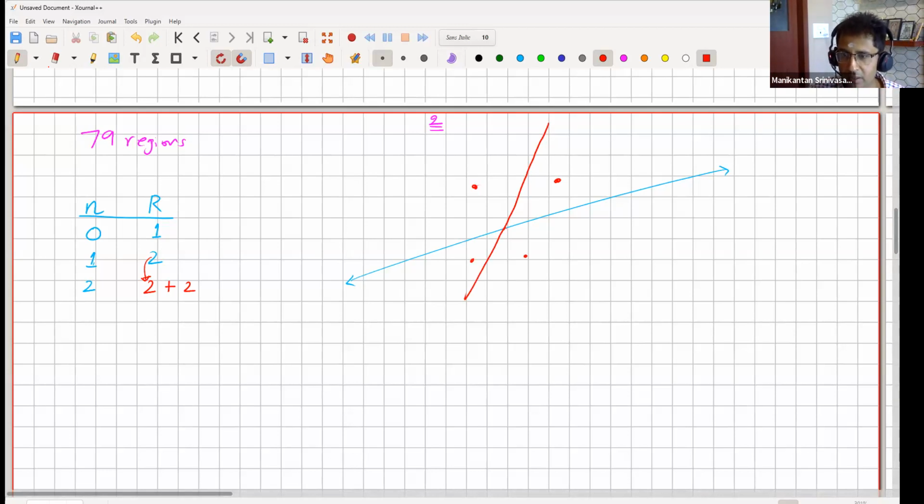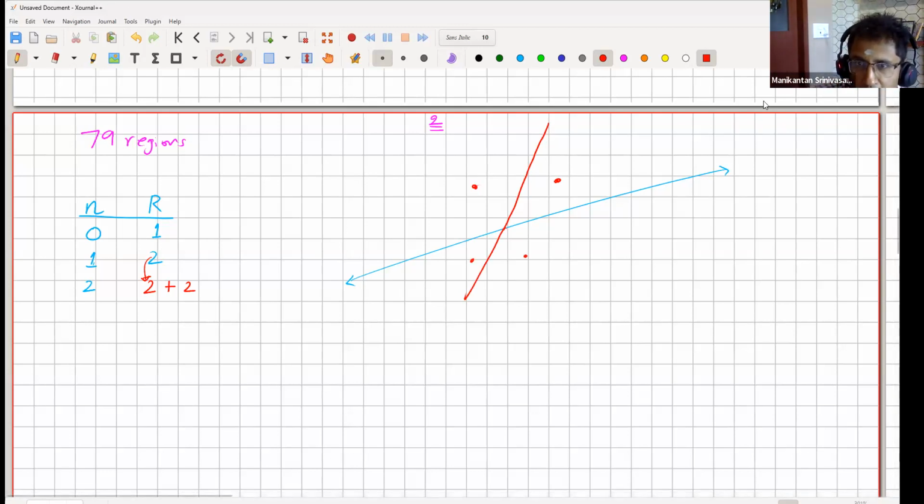Are we clear so far? Okay, when we draw the third line, it'll become more clear. I'm going to draw the third line now. I'll just erase these red dots so it's not confusing.